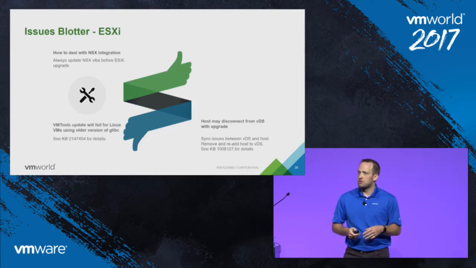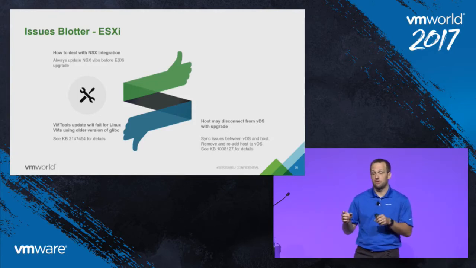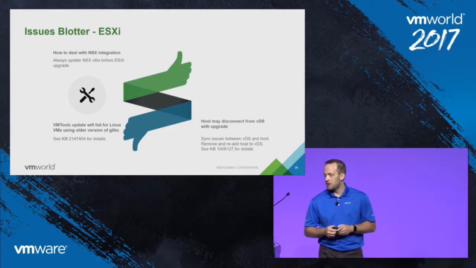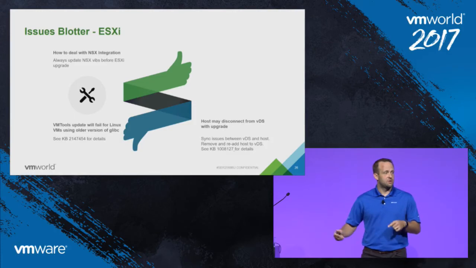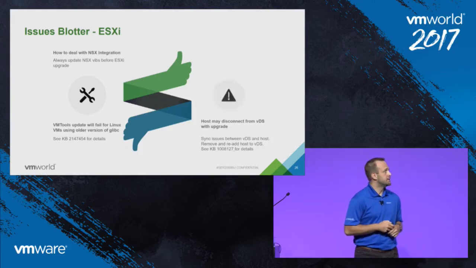And then VMware Tools: if you have some older Linux machines, because of the way VMware Tools is compiled on the newer version of Linux, or the newer version of VMware Tools on Linux, you may need to update your glibc version. There's a KB article there, but as I said, towards the end I have a long list of KB articles that I expect everyone to memorize because there will be a test.